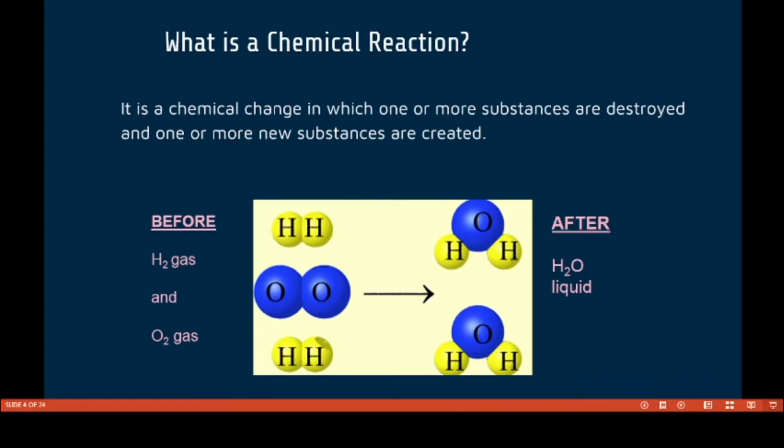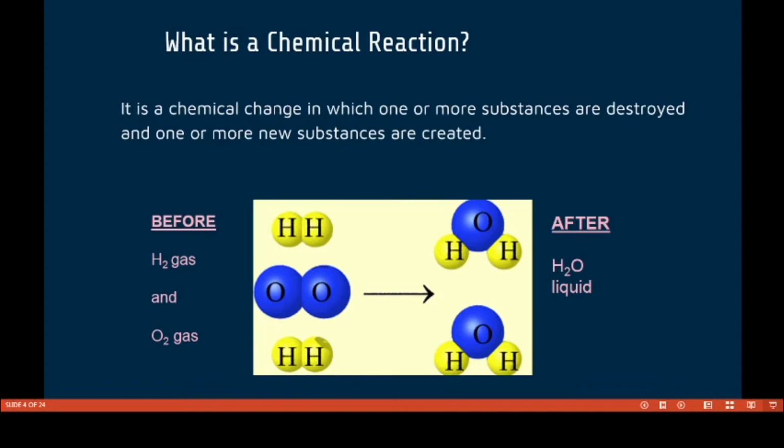It is a chemical change in which one or more substances are destroyed and one or more new substances are created. A change that takes place when elements or compounds react with each other under different conditions to form new products is known as a chemical reaction. The very important thing is a change that takes place.